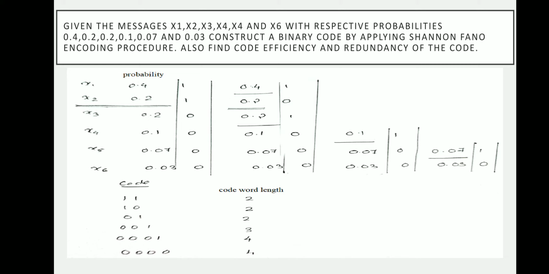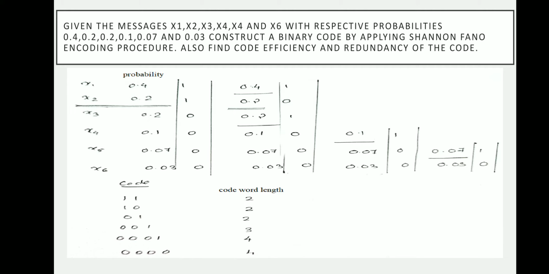So the first step is to arrange the symbols in decreasing order of their probabilities. The probabilities are already given in decreasing order, so you just write the symbols and their corresponding probabilities. The second step is to divide the symbols into two groups because we are going for binary coding. If it is ternary coding, we need to divide the symbols into three groups, and quaternary means we need to divide them into four groups.